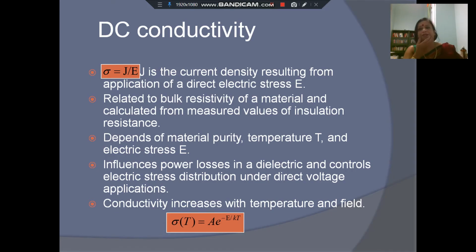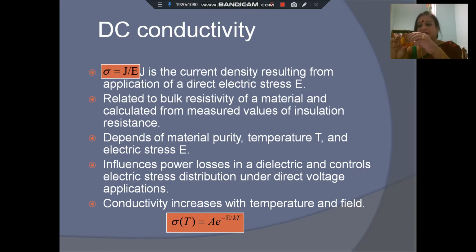This may seem a little anomalous because we have just now said that dielectrics are materials which do not allow conduction of current. But that is true for an ideal dielectric. An ideal dielectric would have zero conductivity, but a practical dielectric would always have a finite value of conductivity, and this finite value of conductivity sigma is given by the ratio between J and E, where J is the current density resulting from the application of direct electric stress E.